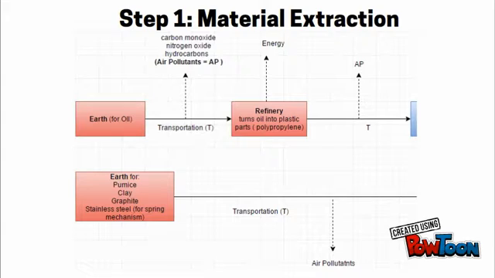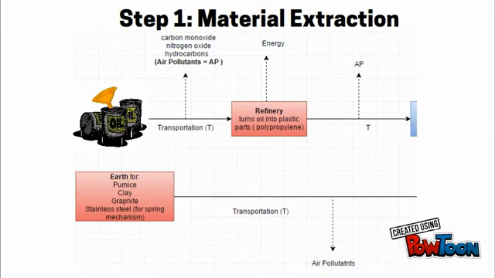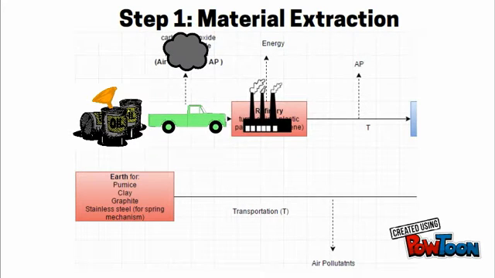The life cycle of the mechanical pencil begins with the extraction of oil from underneath Earth's surface. This oil is then transported to a refinery where it is transformed into a thermoplastic polymer known as polypropylene, which composes the parts of the mechanical pencil.